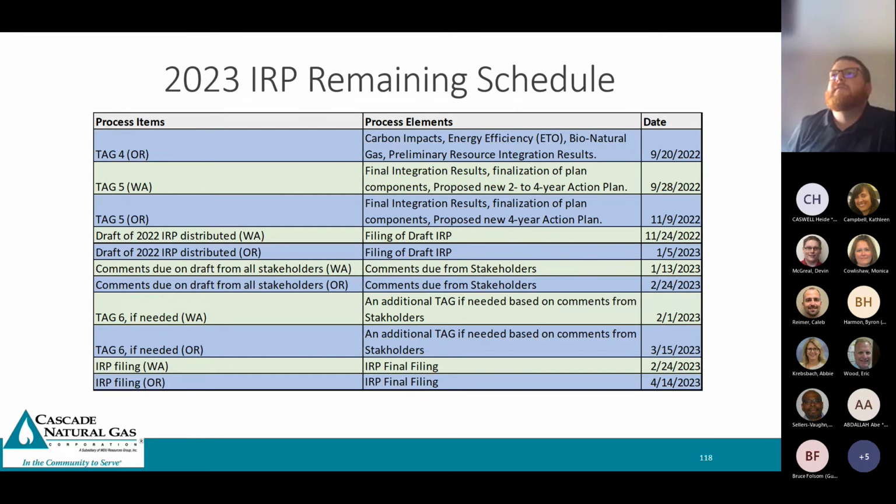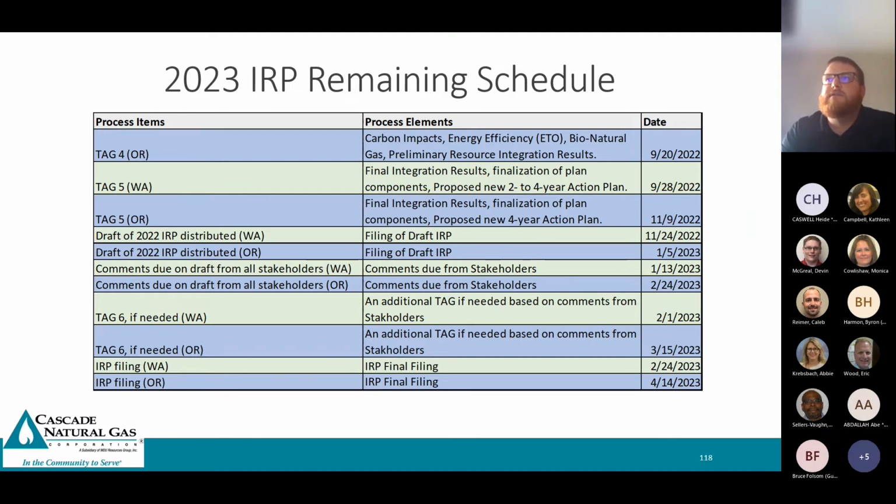And then we'll be moving on to Tag 5. Tag 5 Washington will be September 28th. And that's where we'll have final integration results, finalization of plan components, and then action items. Tag 5 Oregon, same items. We'll be doing that in November. And then we'll be filing the draft. Washington is late November. Oregon will be at the beginning of the new year in January.